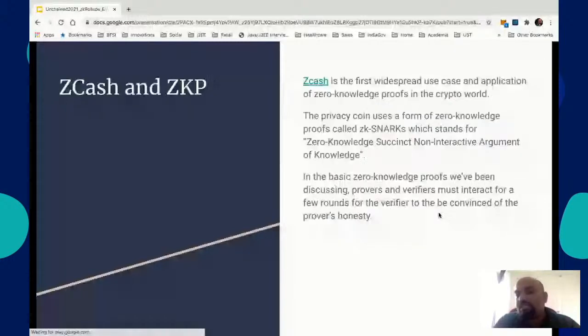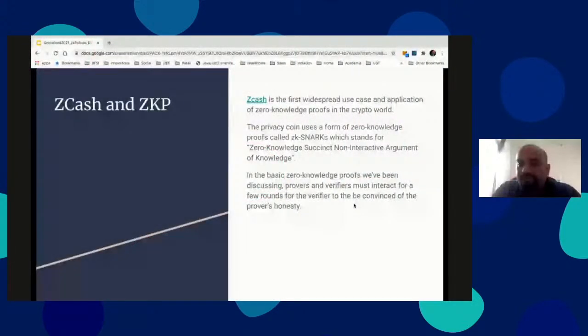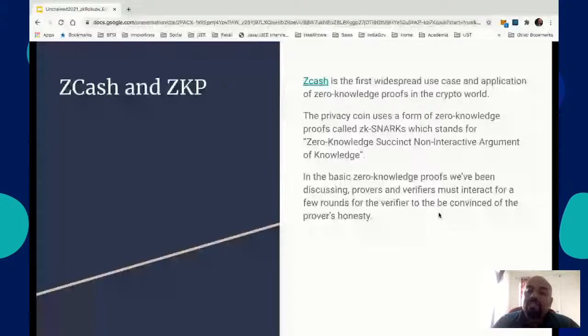So what is the significance of Zcash in the zero knowledge journey? Zcash is the first use case. Until then, provers and verifiers had to interact with each other in multiple rounds to be convinced of the prover's claim.